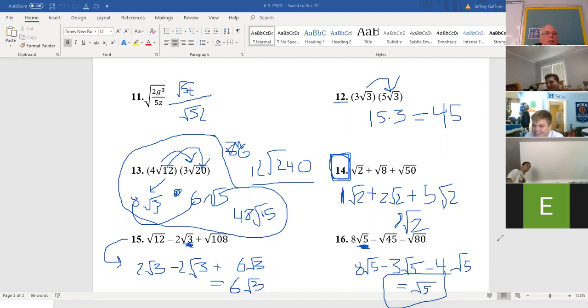All right, I put the answer to 16 on there. I'm not going to explain it unless you've got a question. Final answer, hopefully, should be radical 5 or the square root of 5. All good.